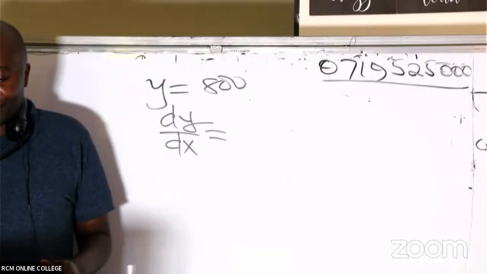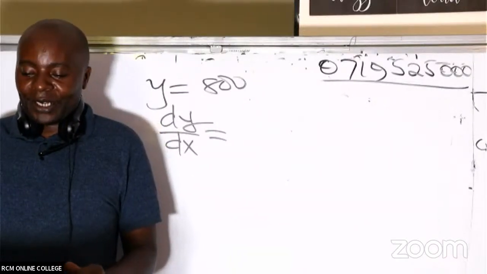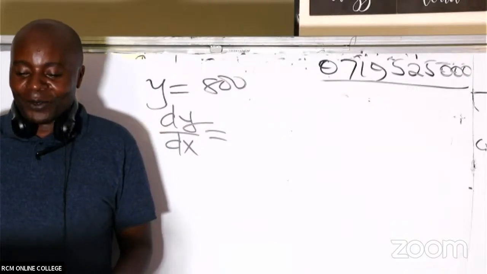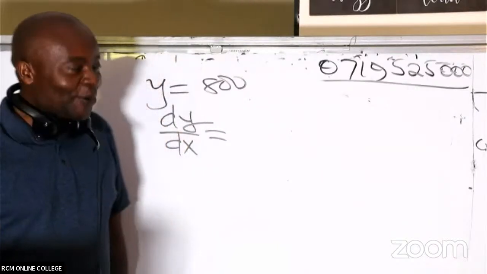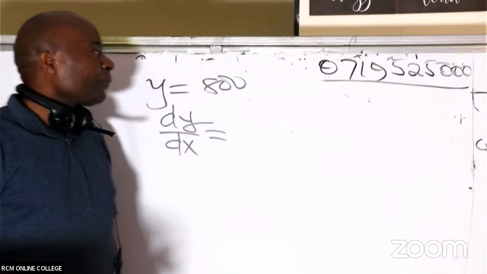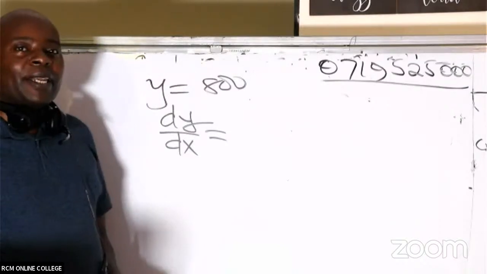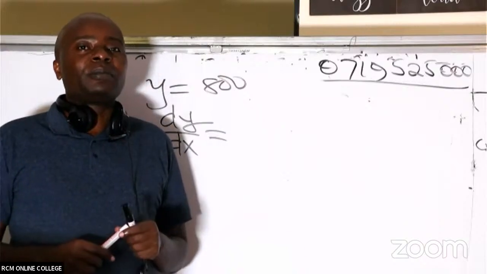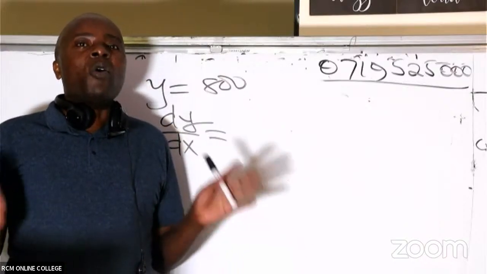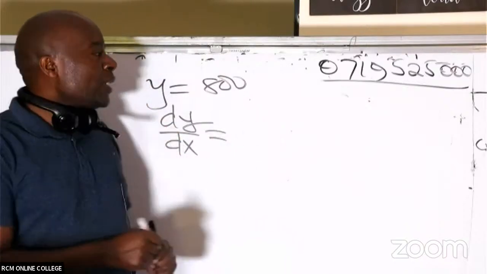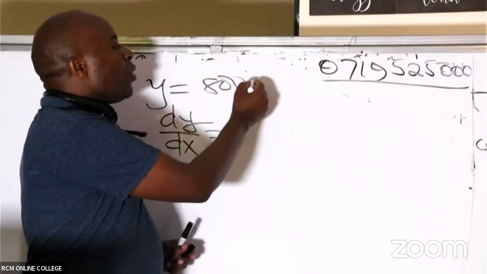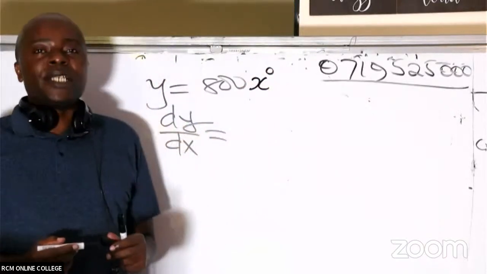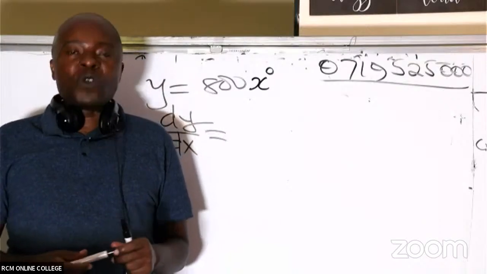Somebody says 800. Another person says 0. Jared Dambok says here y equals 0. Let's do it together. Now, ladies and gentlemen, this 800 does not have x. Or rather, if I was to put x here, then it would be x with a power of 0.